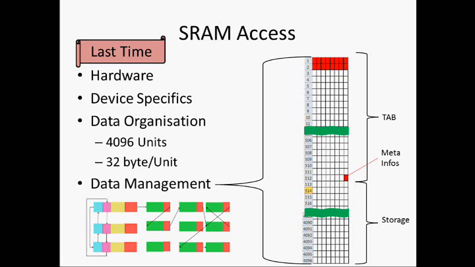On this very first slide I want to give a short summary of the previous video. I've been talking about the hardware I'm using to store configuration data. It's an external SRAM. I've been talking about the device specifics, the data organization and the data management. The data within the integrated circuit are organized on 4K of storage units, and each unit has 32 bytes.